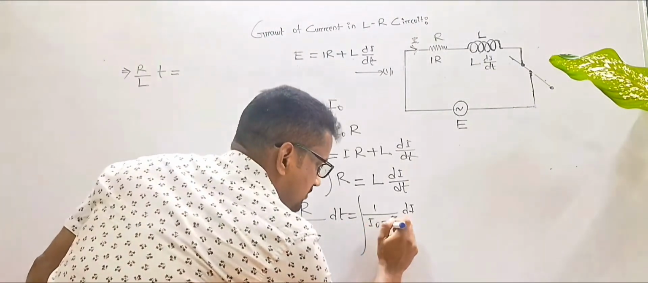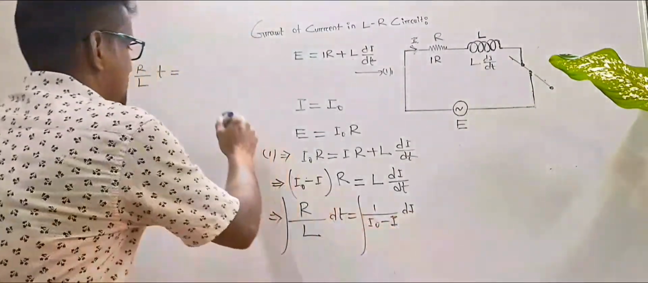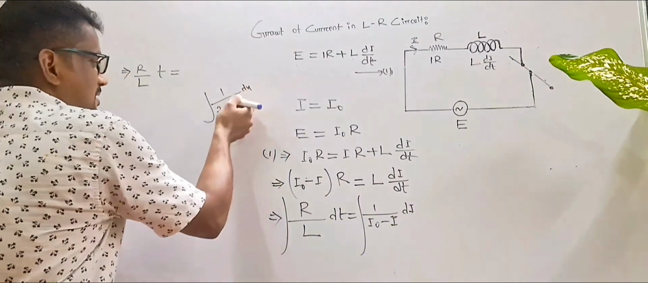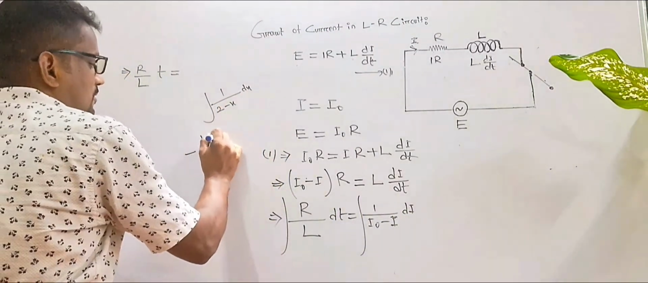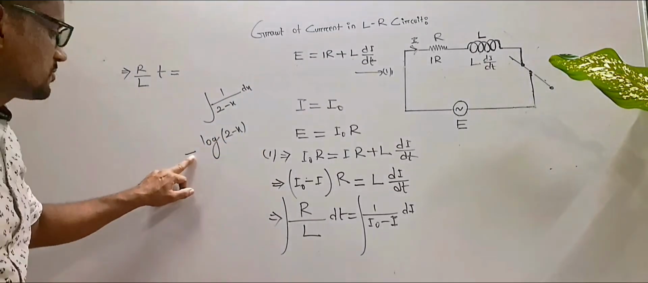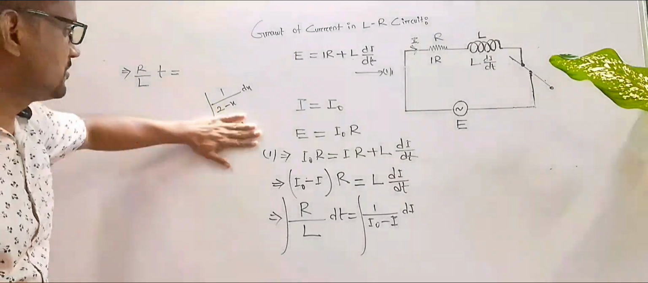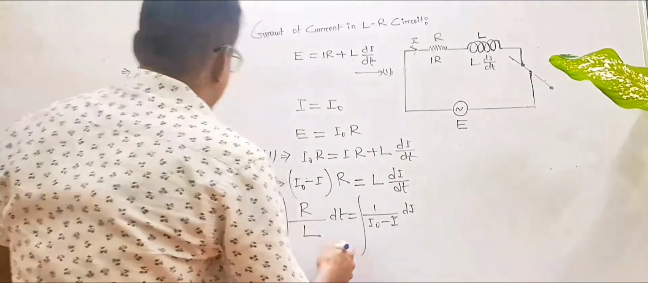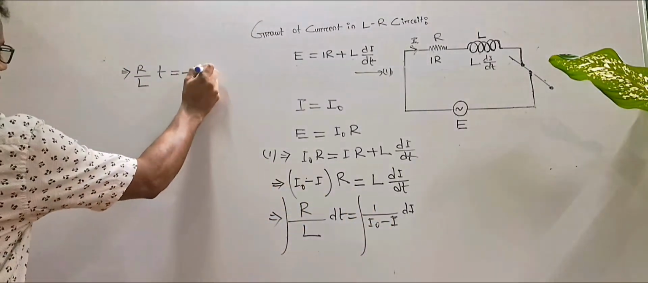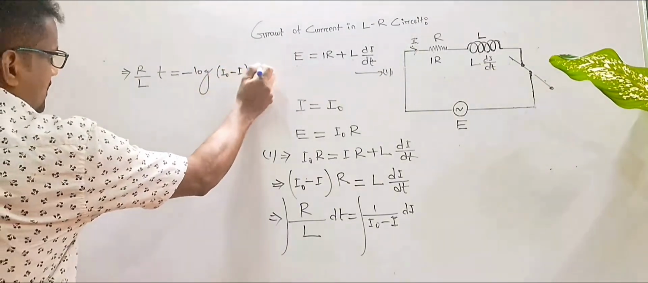And what is the integration of this? As you know, integration of 1 by a minus x dx is nothing but minus log of a minus x. Why does this minus come? Because x is negative here. So for the time being, apply this process here. Then the integration of 1 by I naught minus I is minus log of I naught minus I plus c.